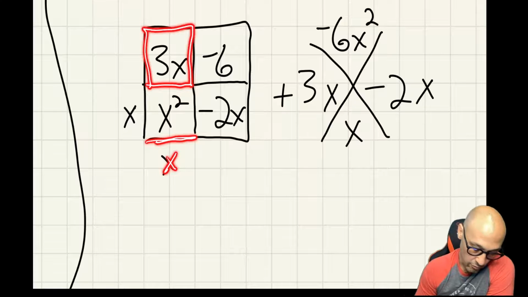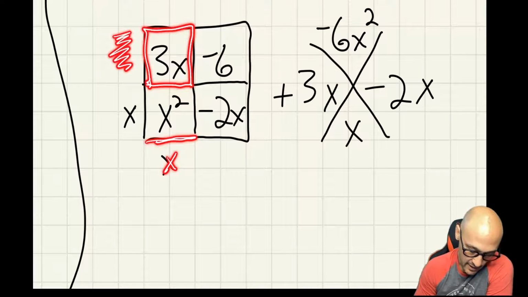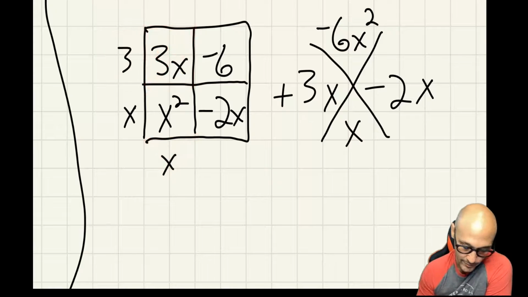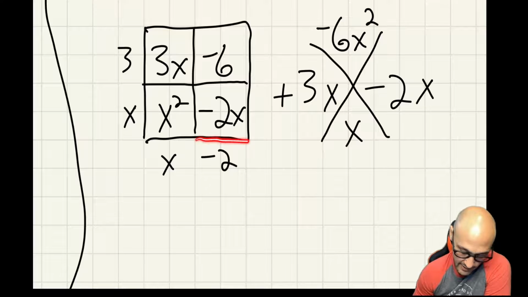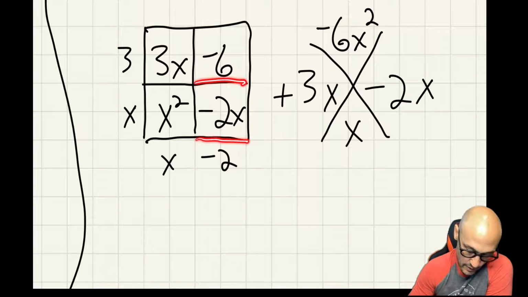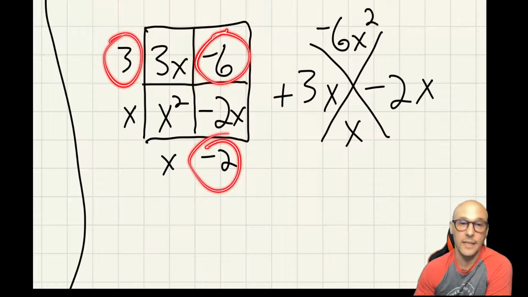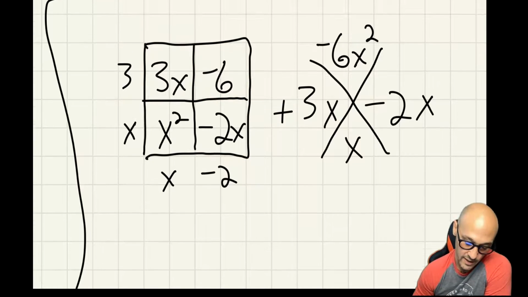But this little rectangle has area 3x. So we need something times x to equal 3x. Well, that's just going to be 3 times x is 3x. Similarly, since this is x, and we know the area is negative 2x, so we know that this has to be negative 2. It's also important to see that since this is negative 2, this is negative 2. Since this is 3, this is 3. So 3 times negative 2 is negative 6. Good, that works out. It's really important that it does.